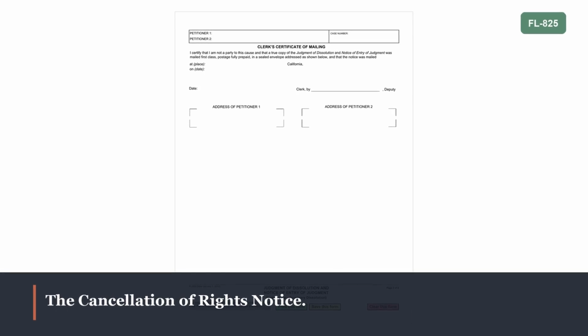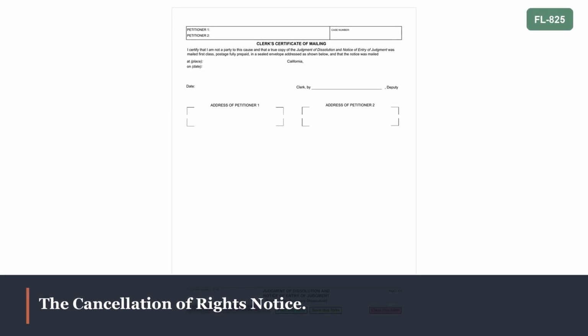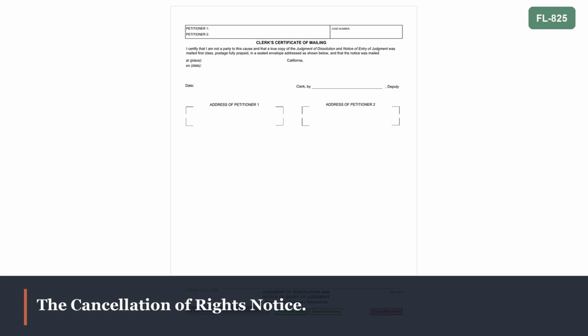The cancellation of rights notice. FL-825 includes a required notice explaining that dissolution can automatically cancel a spouse's or partner's rights under the other person's will, trust, retirement benefit plan, power of attorney, pay-on-death bank account, transfer-on-death vehicle registration, and joint tenancy survivorship rights. It does not automatically cancel rights as a beneficiary of the other person's life insurance policy. The notice recommends reviewing these documents along with credit cards, other accounts, and credit reports once your dissolution is final.